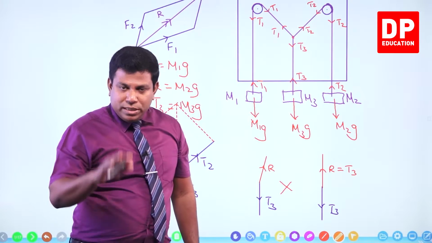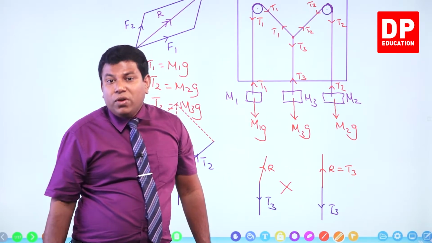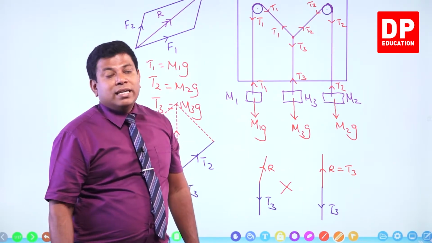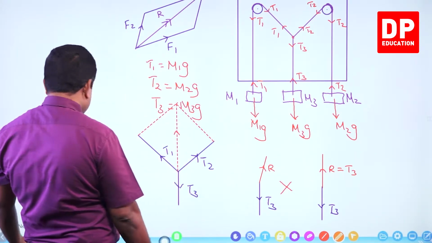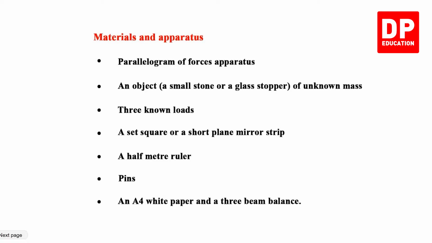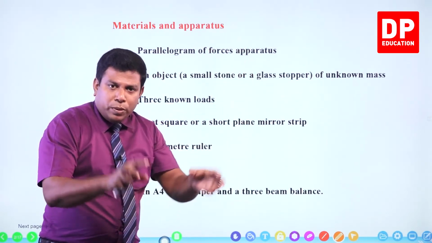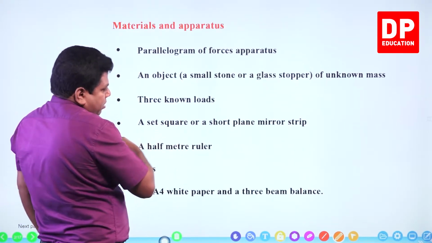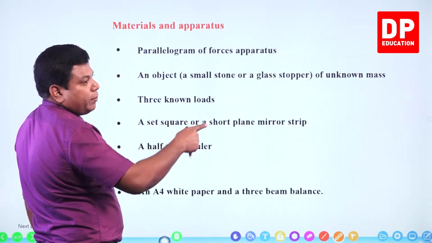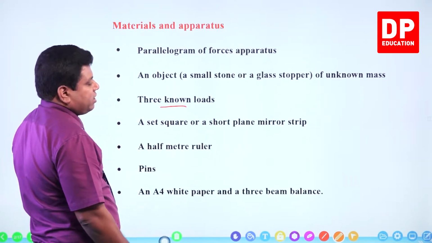Clear? So, this is what we are going to do in this experiment: verification of the law of parallelogram as well as finding an unknown weight. Clear? Let us see the materials and apparatus that are required for this. Parallelogram of forces apparatus, yes. An object of unknown weight. Parallelogram of forces apparatus means that wooden board with two pulleys and the string. Three known loads, because M1, M2, M3 have to be known. A set square or a short plane mirror strip.